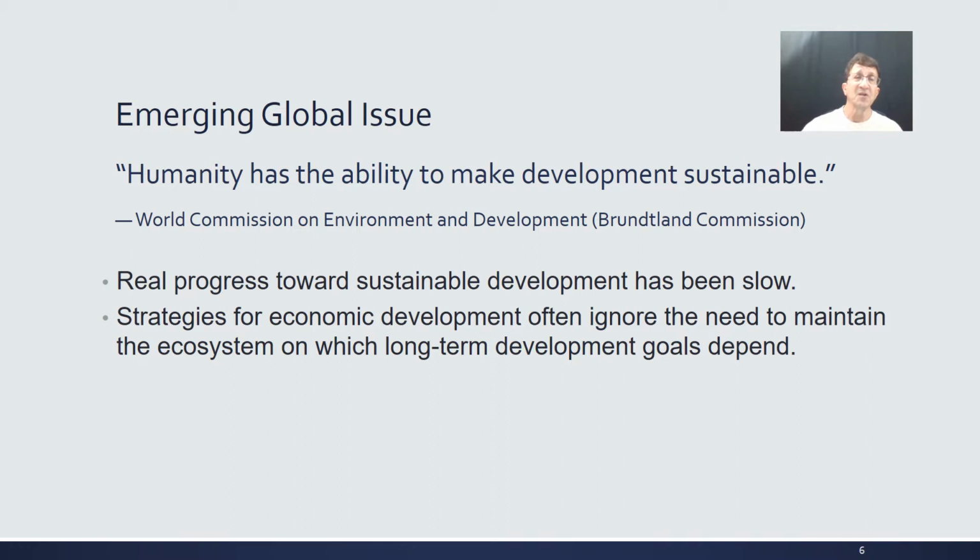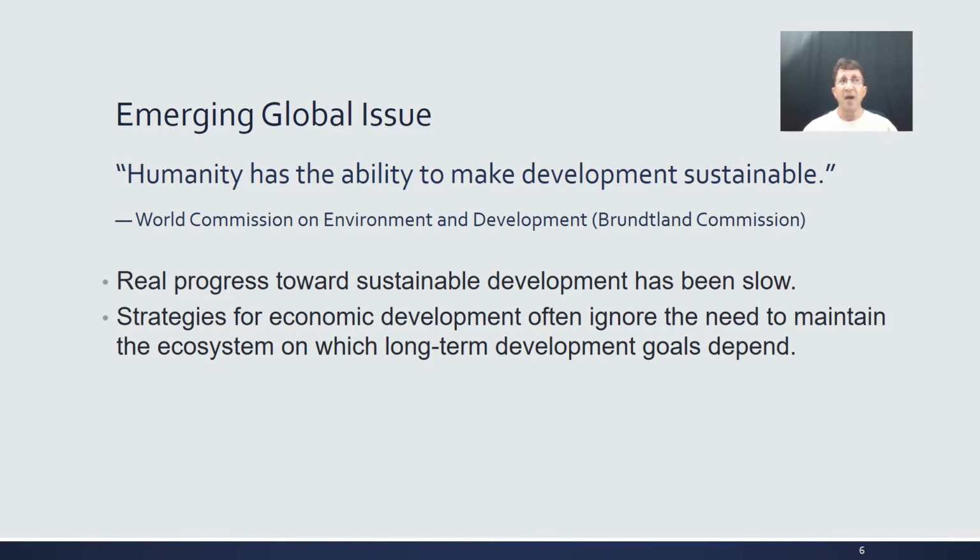So what are some emerging global issues? One of the focuses of your book, and probably the focus that a lot of environmental scientists take, is this idea of what we call sustainability.